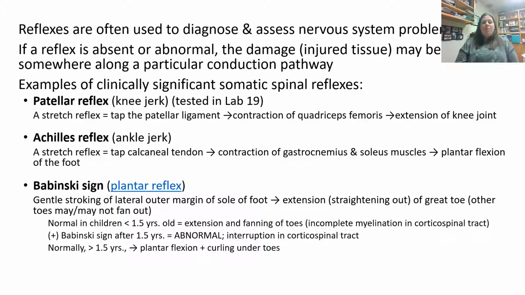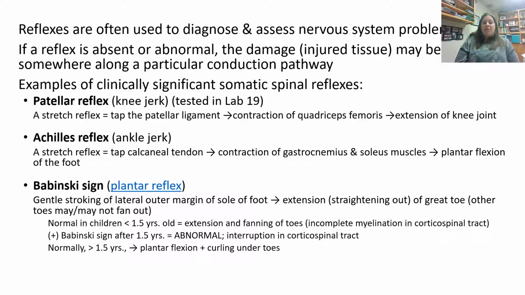There's also what we call the Babinski sign. This is known as plantar flexion. You can take a look at this video here. You gently stroke the lateral or outer margin of the sole of the foot. This causes extension or straightening out of the great toe or other toes. This is normal in children if they are younger than 1.5 years of age. Okay, it causes their toes to fan out.